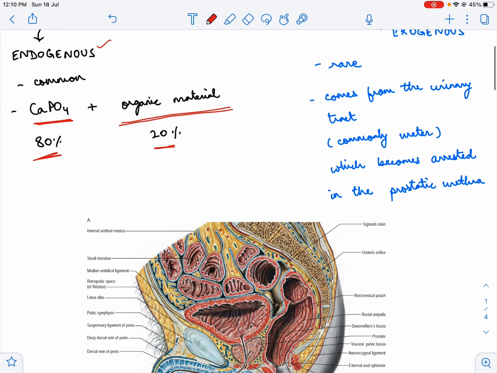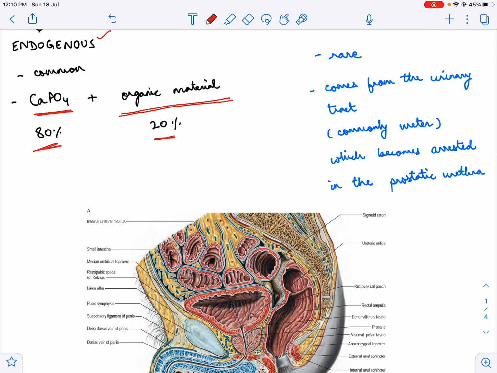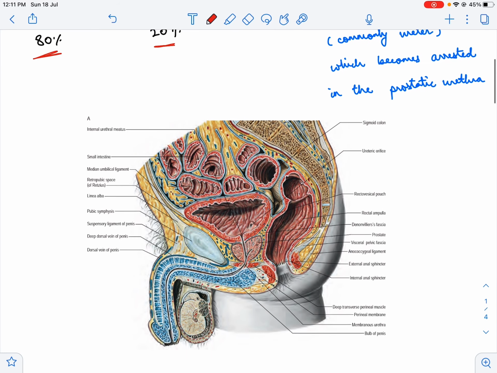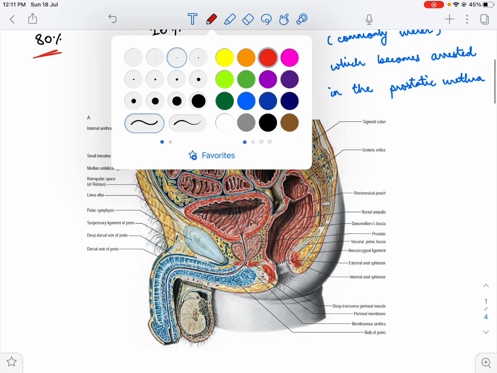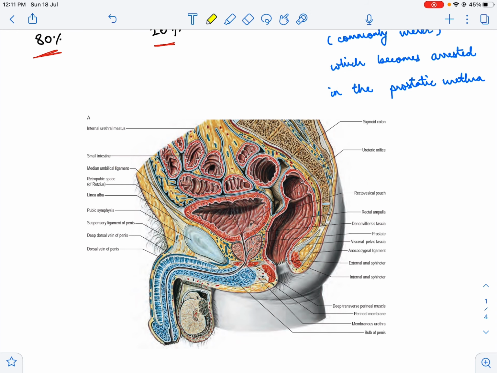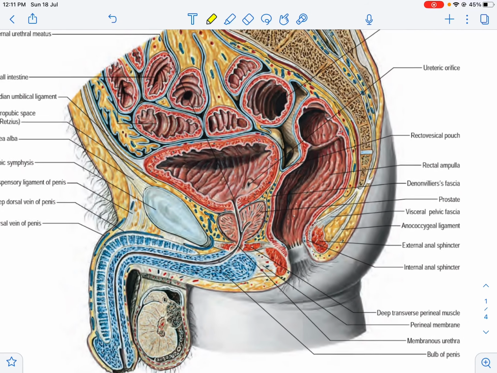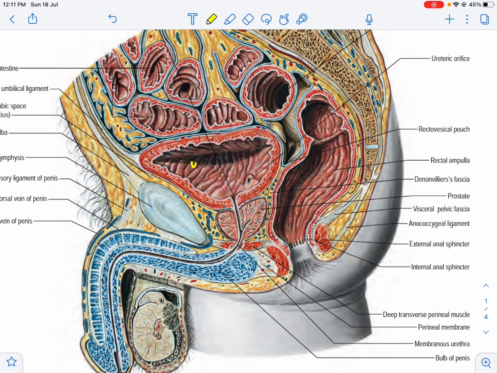The exogenous calculi comes from the urinary tract, commonly from the ureter. So, as the stone is passing from the ureter, it enters the bladder, and as it is going out via the urine, it sometimes gets arrested within the prostatic urethra, and this is the cause for exogenous prostatic calculi. Now, this is the urinary bladder, this orifice here is the ureter, and as it passes over here, these stones can get arrested within the prostatic urethra.